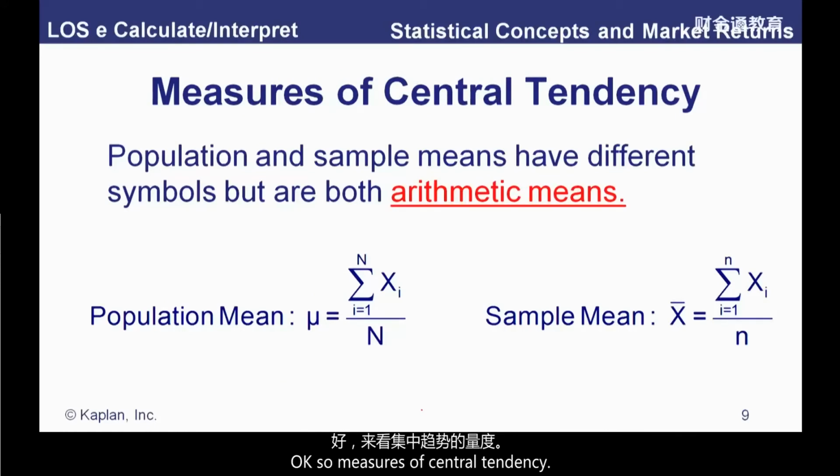Okay, some measures of central tendency. The first one and the simplest one, population mean. Add up every value and divide by N, the number of observations that you have. And we'll represent that population mean with the Greek letter mu.